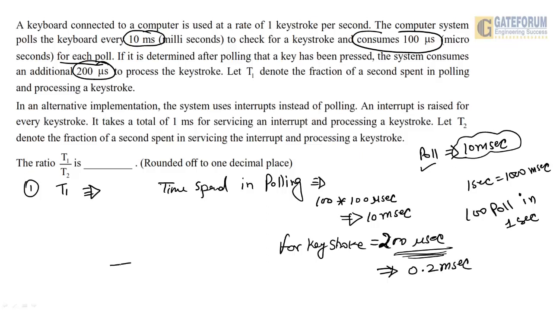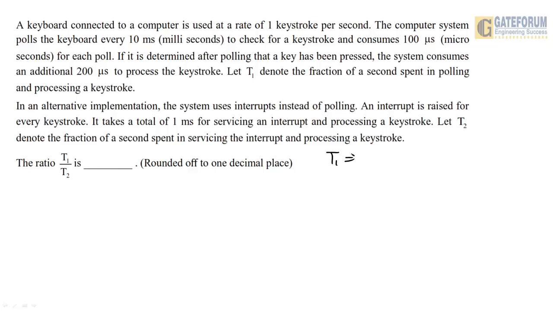So what we can say, the total time T1 is what? Time spent in polling, that is 10 millisecond, plus the additional delay, that is 0.2 millisecond. So how much is it? It becomes 10.2 millisecond. So the value of T1 is 10.2 millisecond.